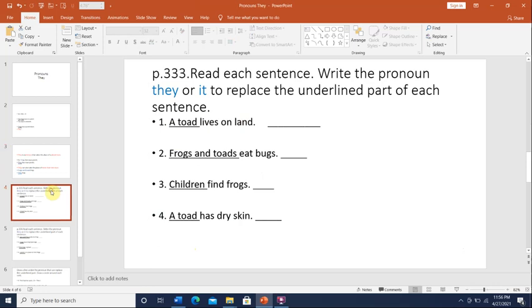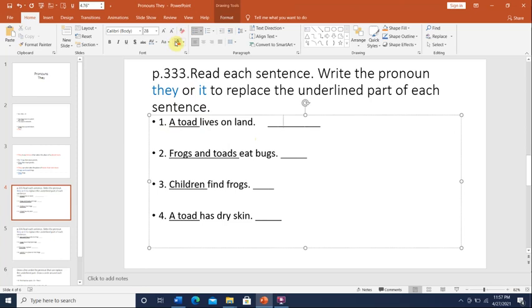Okay, so here on page 333, it says read each sentence and write the pronoun they or it to replace the underlined word or underlined part of a sentence. Okay, so here, a toad lives on land. A toad. Is this singular or plural? A toad, there's only one.